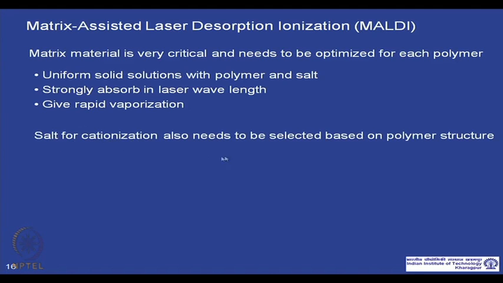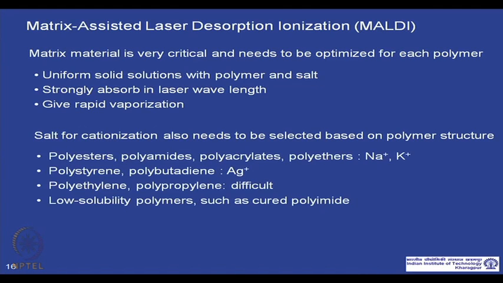The salt: we said that neutral polymers need assistance from the salt to become cationized. For example, for polyesters, polyamides, polyethers, which have a heteroatom, salts like sodium, potassium and lithium are used, because these alkali metal cations can attach to the heteroatom and cationize this polymer.